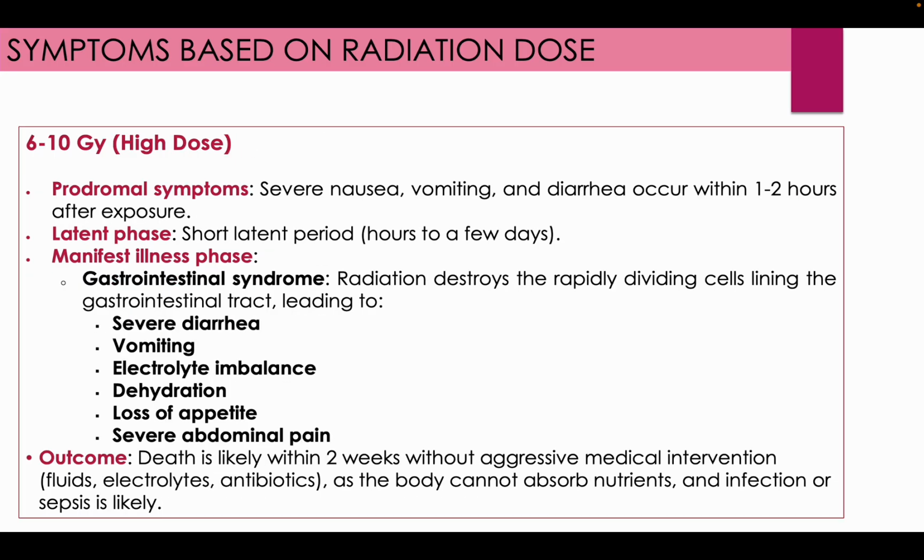And then, for the high dose, from 6 to 10 grays, ang prodromal symptoms is severe na nga nausea, vomiting, and diarrhea, which will occur within 1 to 2 hours after exposure. Ang latent phase nato is short latent period, which is from hours to a few days. And as for the manifest illness phase, we have now the gastrointestinal syndrome, which leads to severe diarrhea, vomiting, electrolyte imbalance, dehydration, loss of appetite, and severe abdominal pain.